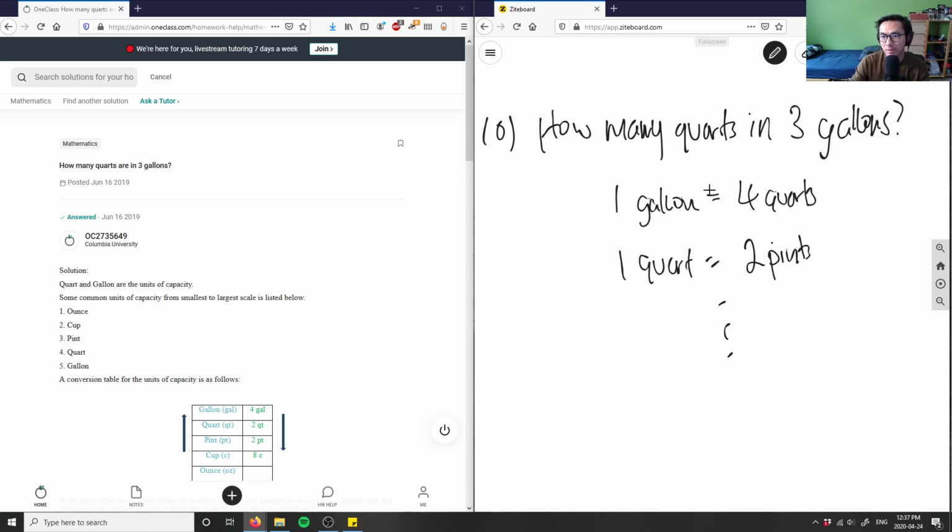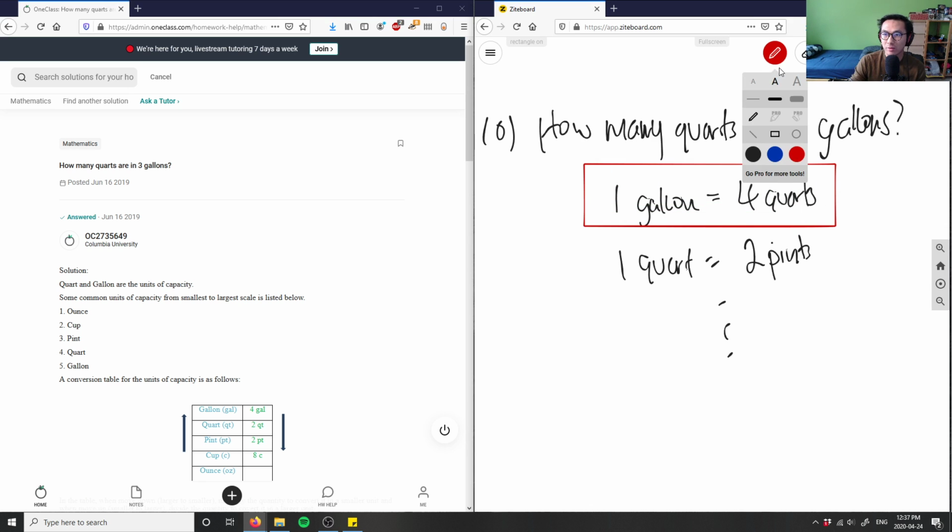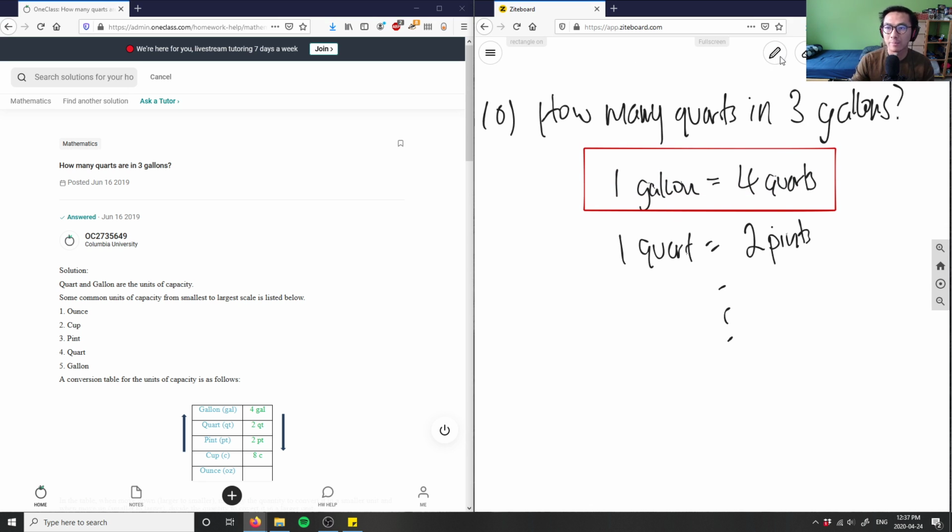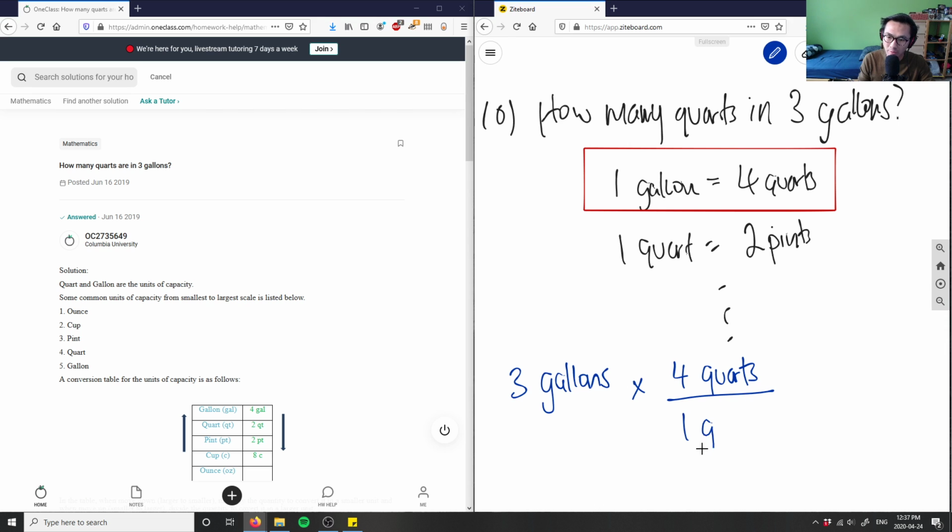But we won't really care about that. We only care about this first one here, right? We care about this guy here: 1 gallon equals 4 quarts. So it's asking us how many quarts in 3 gallons, right? So let me write this down. If 3 gallons, again, I'm going to use this concept of dimensional analysis, right? I have 3 gallons here, equals, I have 4 quarts in 1 gallon. So I'm multiplying here by 4 quarts over 1 gallon, right?